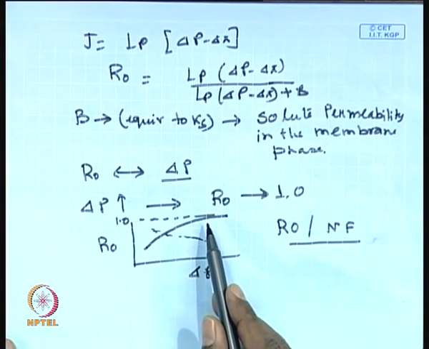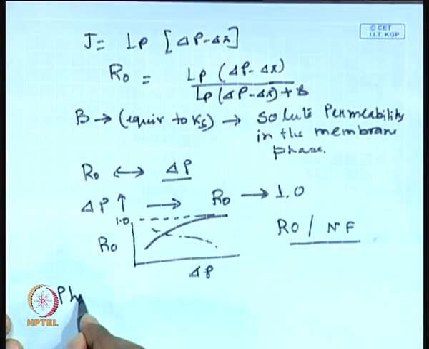So, therefore, the permeate stream will be diluted. The concentration of solute in the permeate will be less, because the total amount will be the same, you are adding more water to it. So, it will be diluted. So, therefore, observed retention will be tending to 1.